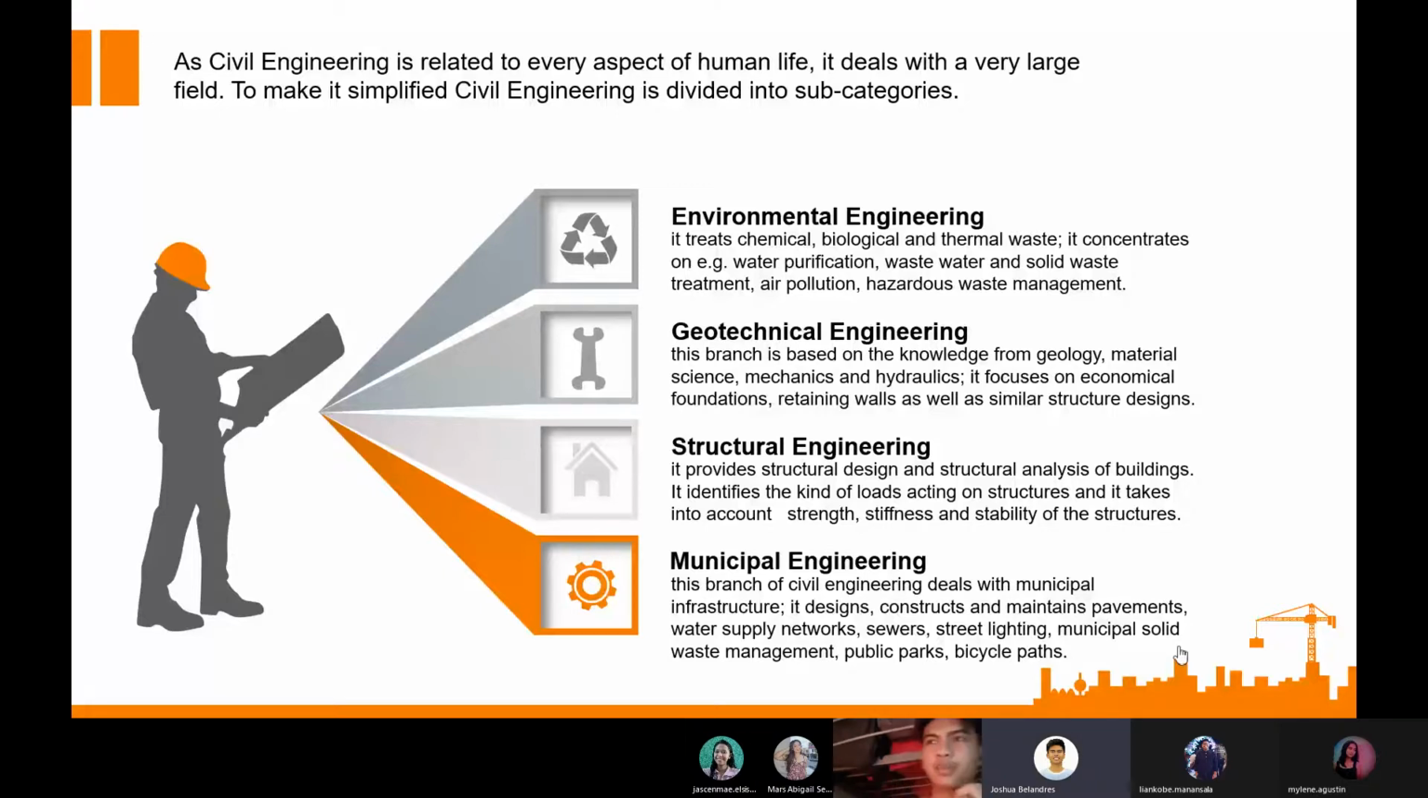Okay, so the 10 subcategories of civil engineering. First is environmental engineering. For environmental engineering, it treats chemical, biological, and thermal waste. It concentrates on water purification, wastewater and solid waste treatment, air pollution, hazardous waste management. Next is geotechnical engineering. This branch is based on the knowledge from geology, material science, mechanics, and hydraulics. It focuses on economical foundations, retaining walls as well as similar structure designs.